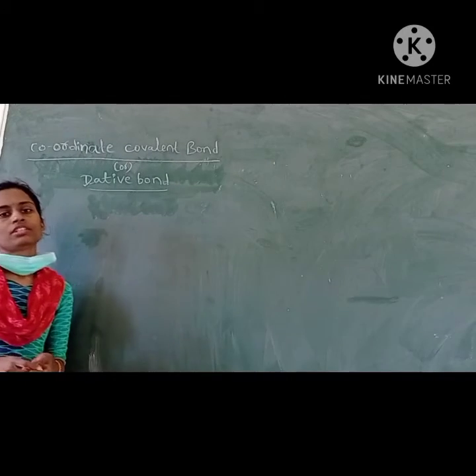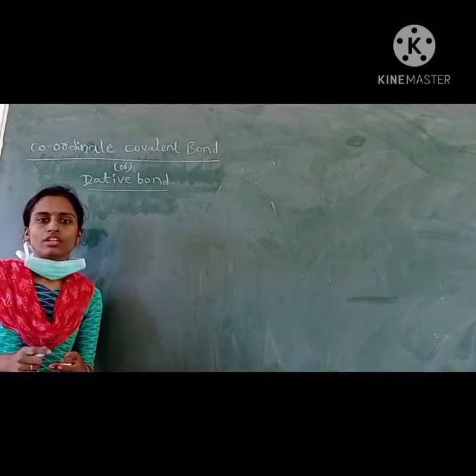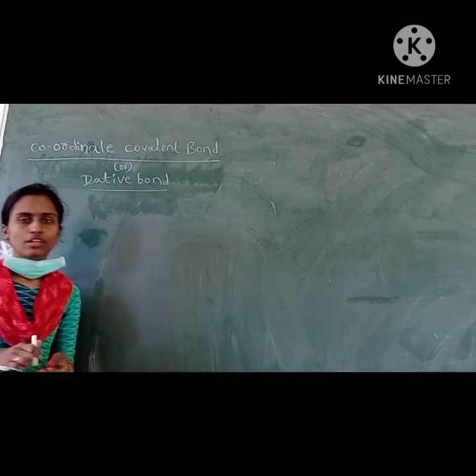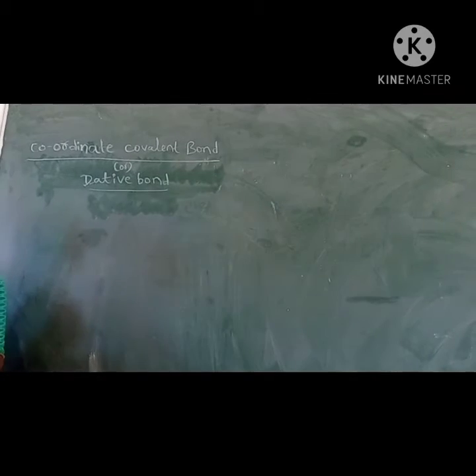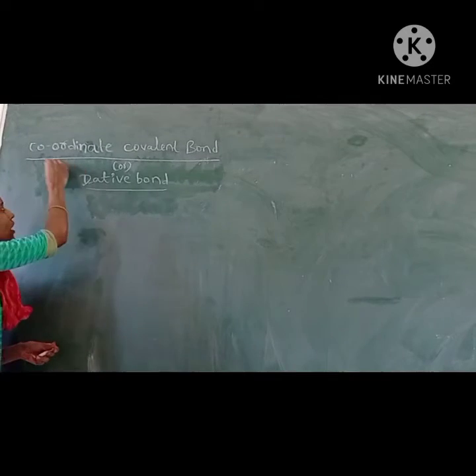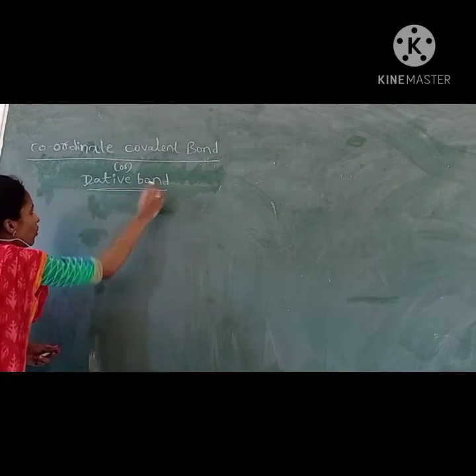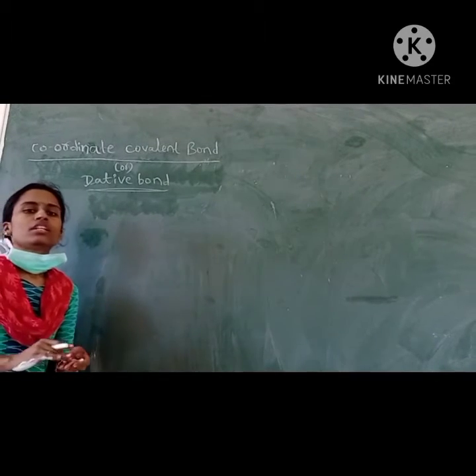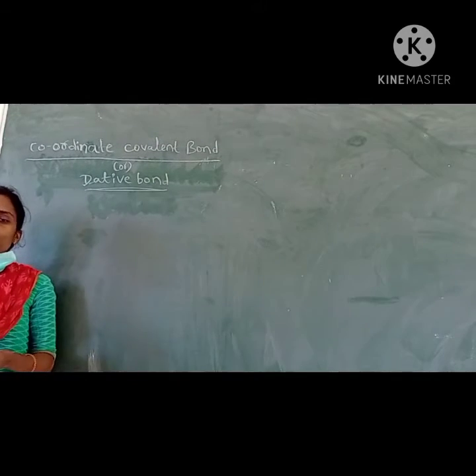Yesterday we discussed covalent bond and ionic bond, and here the next type of bond is coordinate covalent bond. Coordinate covalent bond is also called dative bond. So what is the difference? It is a special type of covalent bond.